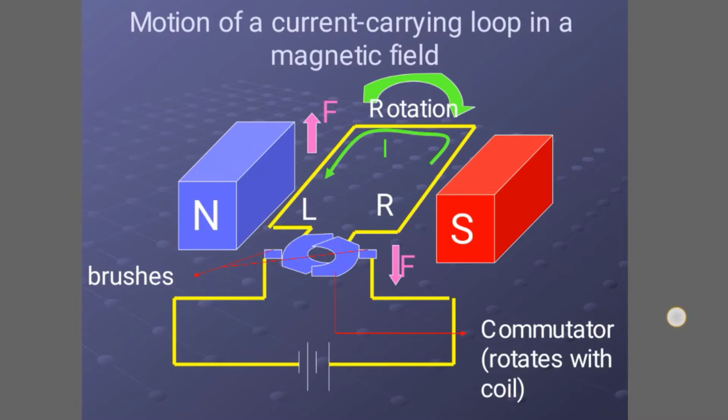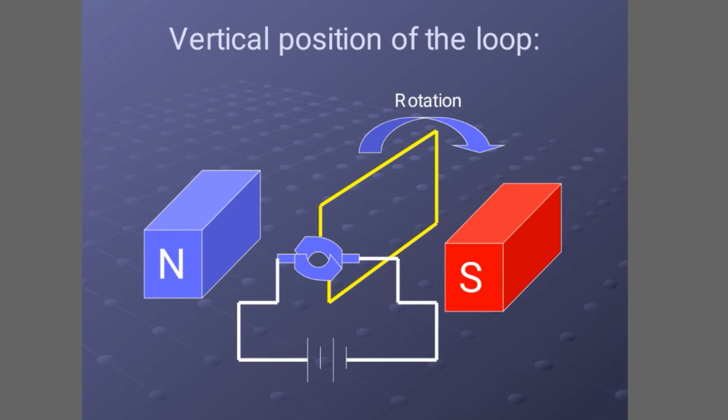Okay, then go to another slide. Vertical position of the loop. As I said earlier, if the force on the left is downwards and the force on the right is upward, then it will rotate. For example, one time the horizontal position and one time the vertical position.